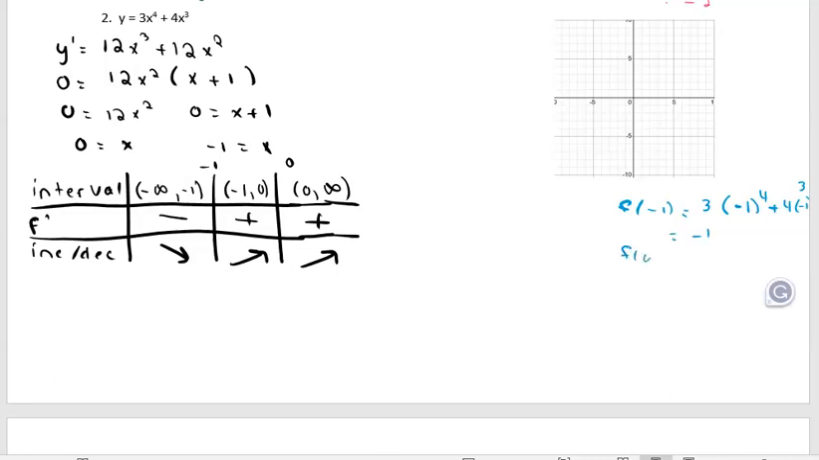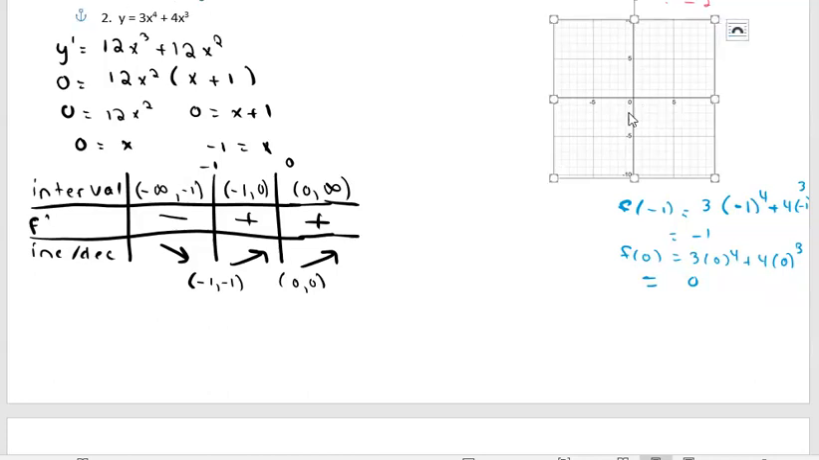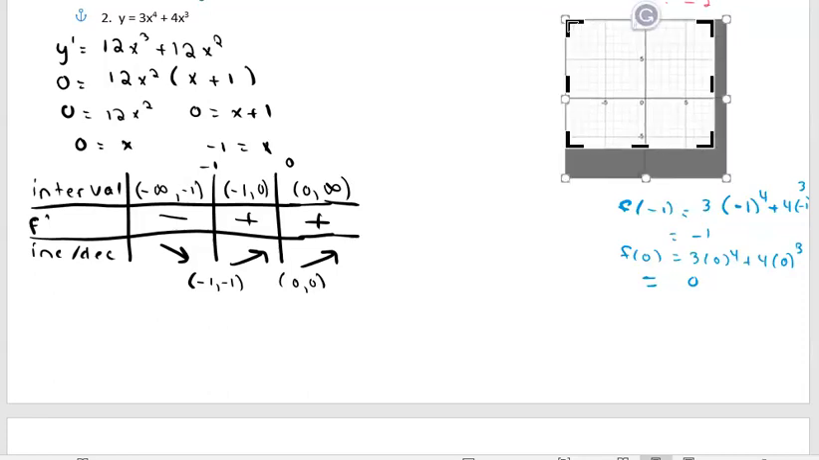And f of 0 will look like 3 times 0 to the 4th plus 4 times 0 to the 3rd, and that's going to give me 0. So now I have the other half of my coordinates. This will be -1, -1, and 0, 0. Well, there goes my nice point for 0, 0. Oh well, at least we have some points we can put on our graph. So -1, -1 is right here. Let's see if we can shrink this graph down a little bit so we can blow it back up, because we need a tiny little graph here.